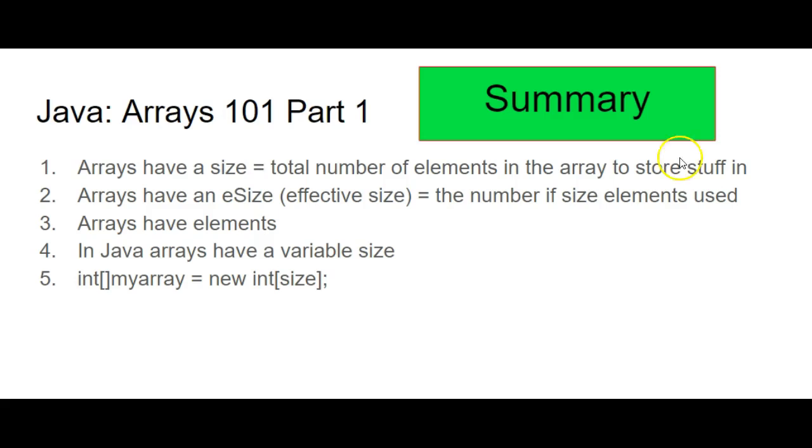So here's my quick summary of this part 1 of Java 101 arrays. My summary says arrays have a size, which is the total number of elements of the array that we can store stuff in. The effective size, which I'm going to call esize, is a variable that represents the number of elements we have populated. Arrays obviously have elements where we store information. In Java, arrays have a variable size. And in Java, this is the syntax to create an integer array of size elements.